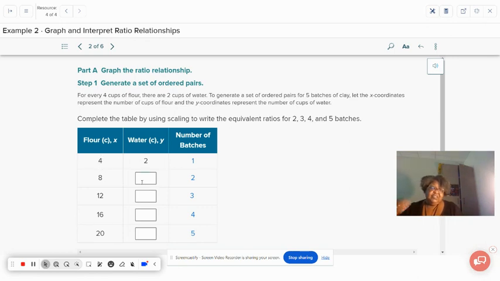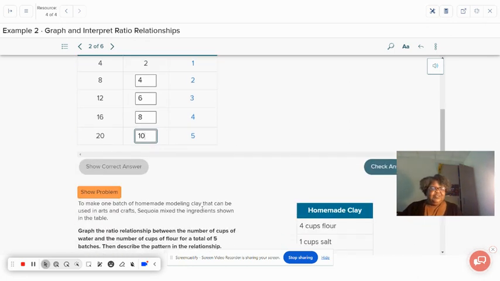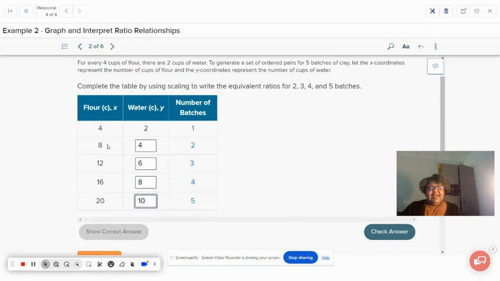So for 2 batches, what do you think this number is going to be? Right, we're going to double it. So it's going to be 4. And we're going to double that. And so for this one, for 3, we're going to triple it. So it's 2 times 3, which is 6. And we can see this is 4 times 3, which is 12. If you want to do it additive, you're adding 4 on this side and you're adding 2 on this side. I don't normally do additive, but I'm just showing you. I usually multiply.